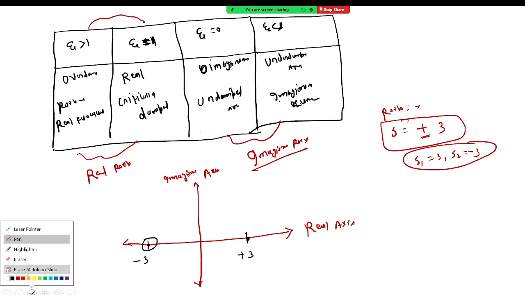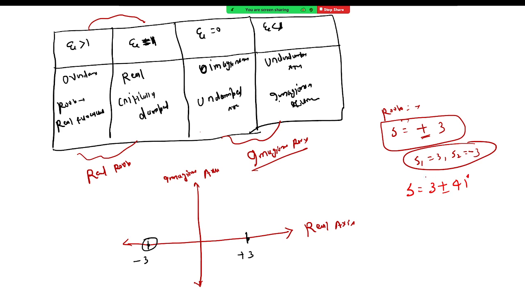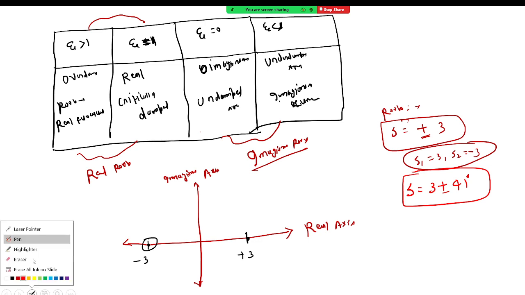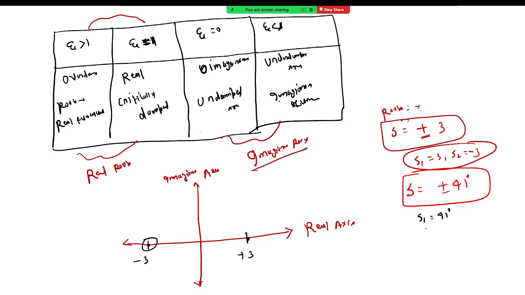Now this was the real and unequal case. Now, let's say I tell you s is equal to plus minus 4i. How can I identify these? This will lie on the imaginary axis only, right? I hope this is clear. So s1 is equal to 4i and s2 is equal to minus 4i. So 4i will be here and minus 4i will be here. Are you getting it?